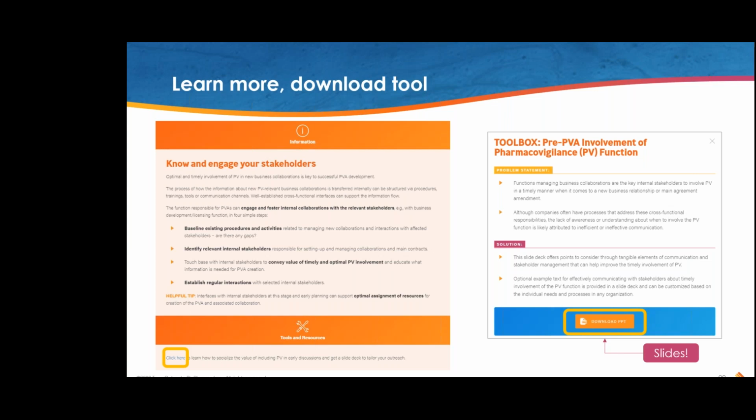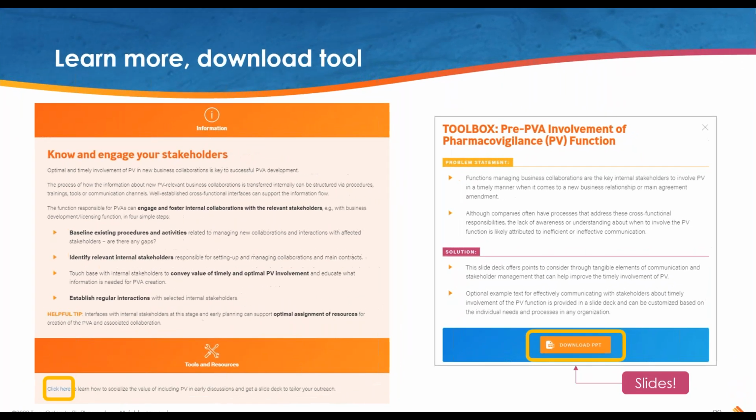So if you click on the bolded outline, this is where you find the tool. First, the one slide will open, and then you will have the next window if you click here, and then you can download the PowerPoint slides. Next slide, please.